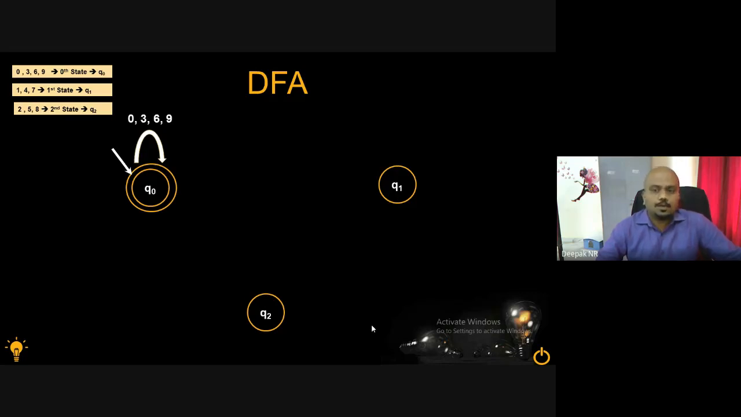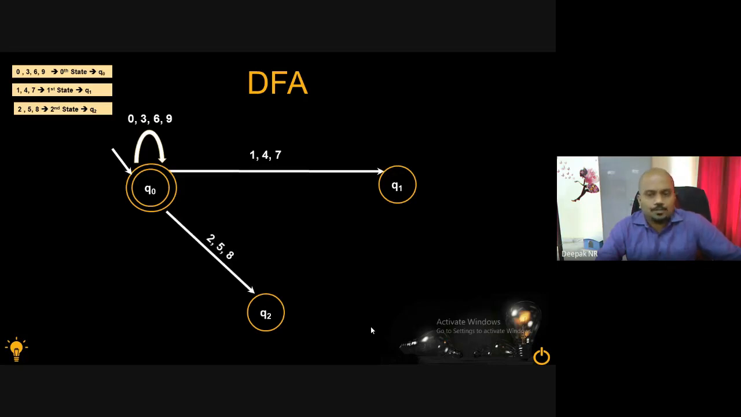Now next, you guys can give me an answer. If I get a symbol 1, 4, 7, where does the transition have to go? Yes, you guys are perfect. If I get a string 1, 4, 7, the transition has to go to a state called Q1. Okay, now if I get any input symbol 2, 5, 8, where does the transition have to go? Perfect, a state called Q2. Okay, I hope everyone is clear about this. Now I've designed a basic DFA.